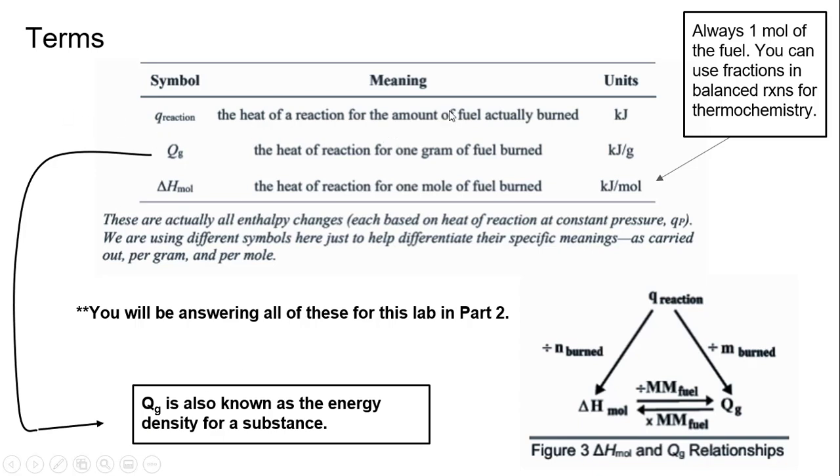So Q, you should be familiar with, kilojoules or joules. This Qg is the heat of reaction for 1 gram of fuel burnt. So when you see the g, that's 1 gram. It's also known as energy density for a substance, so it's easier just to say energy density. And then you have the change in enthalpy per mole, the heat of reaction for 1 mole of fuel burned. If you're asked to do a balanced equation in the end, your fuel should always be 1 mole, and I'll cover that later. But when you see these terms, this is always implied: 1 gram, 1 mole.